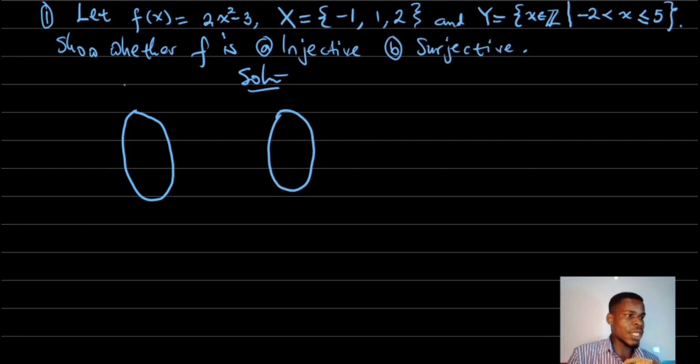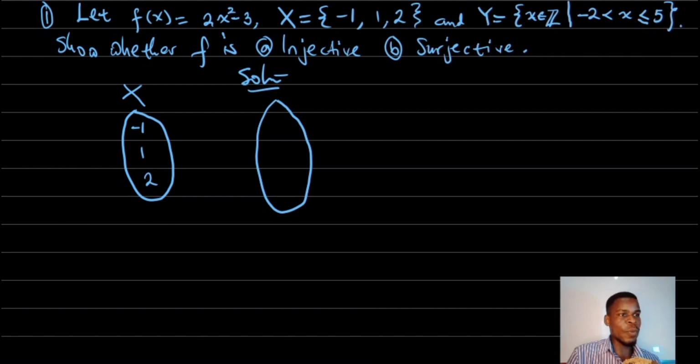Then for the first set, which is x, we have -1, we have 1, and then we have 2. For the second set, which is y, we have elements from -2 to 5. So maybe let me clean this and make it better. So we have elements from -2 to 5. So let me draw that. Good. That is from -2 to 5, but -2 is not included. Look at the strict inequality. So it's strictly greater than -2. That means we're going to start with -1. Then it goes up to 5.